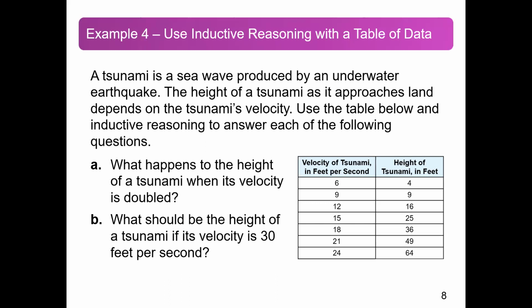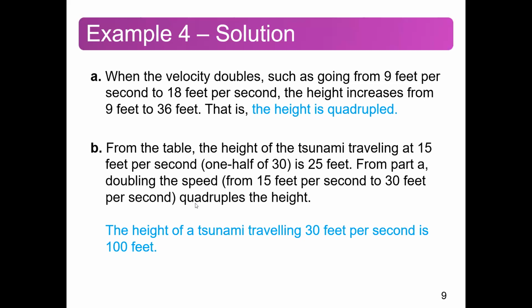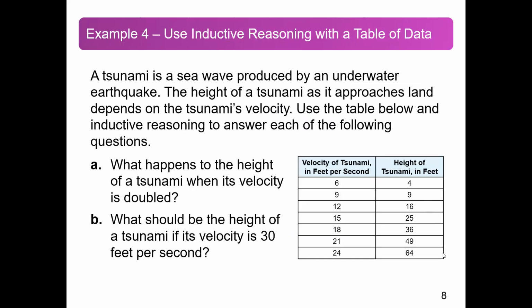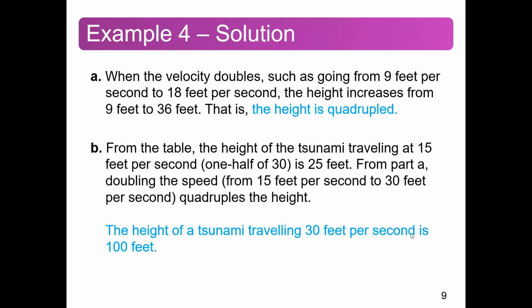So, based on these very specific results from a very specific experiment, we're trying to derive a conclusion on the relationship between the height of a tsunami and the velocity of the tsunami. So letter A, when the velocity doubles, such as going from 9 feet per second to 18 feet per second, the height increases from 9 to 36. You can see that in one of the data here. That is, the height is quadrupled. From the table also, we can see that the height of the tsunami traveling at 15 feet per second is 25 feet.